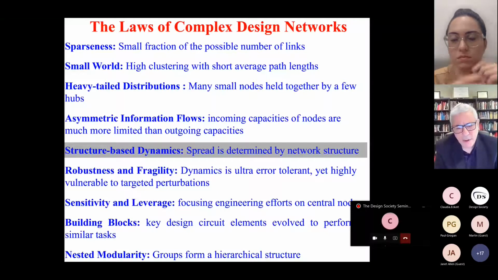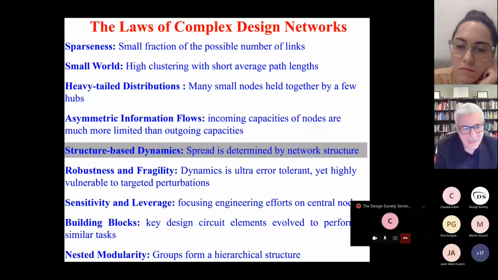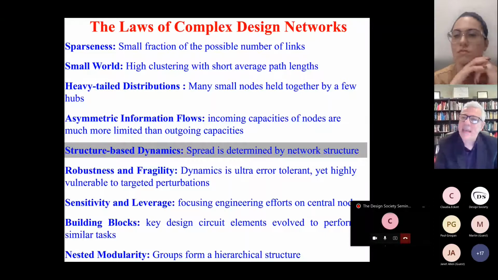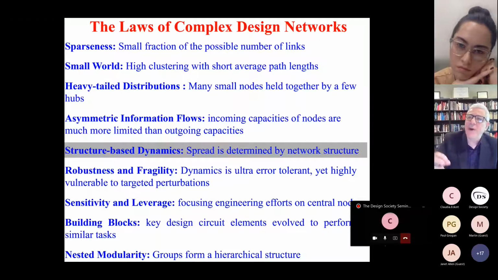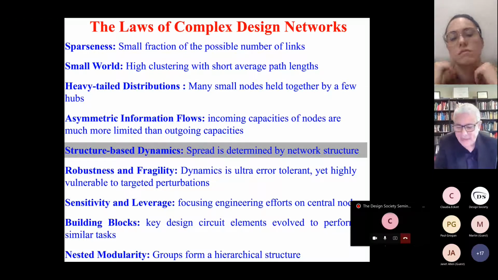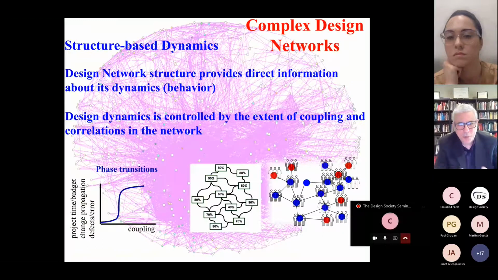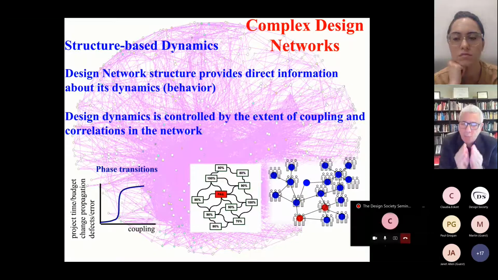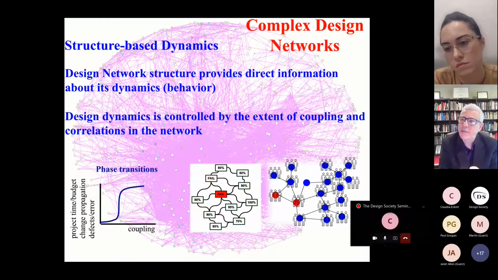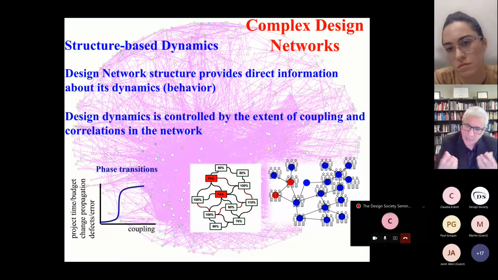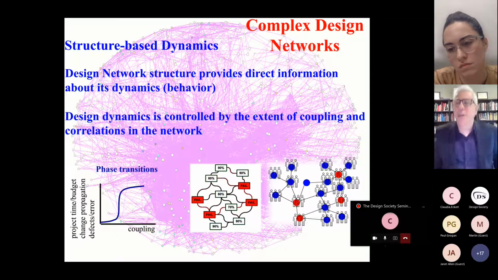Another rule, if you want, of design is the idea that the structure itself provides information about the dynamical process taking place on top of any design network. That's something important. The design network itself provides direct information about its dynamics and its behavior. So if you show me a network, I can simply take a look at the network, and I can tell you how any dynamics will behave on top of that network.